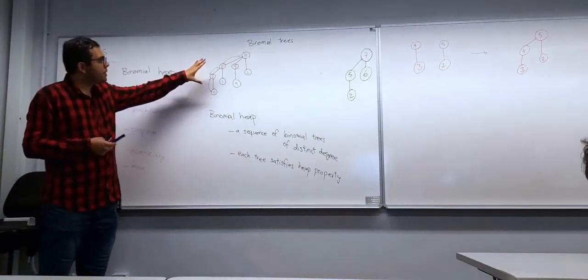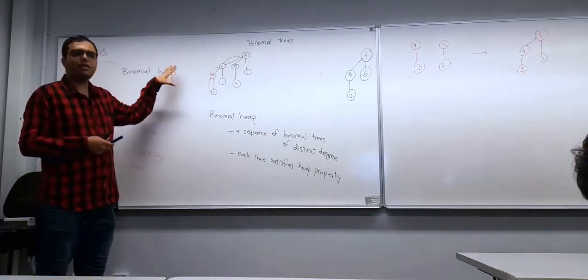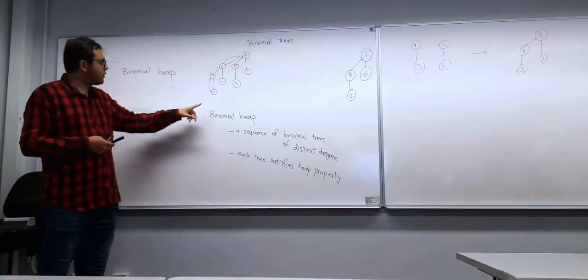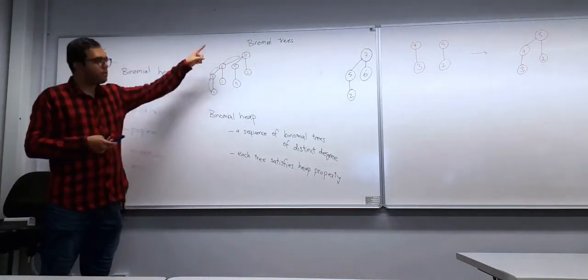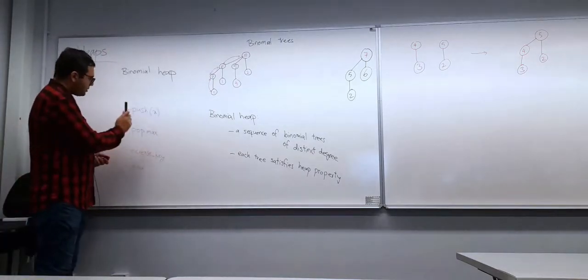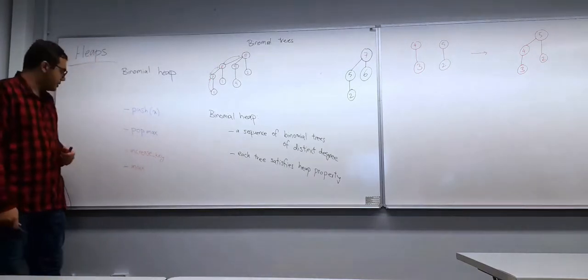Because we said that a binomial tree of degree k has 2 to the power of k elements and a height of k. So the height of these trees is at most log n. So when I'm doing bubble up, I'm going up at most log n steps. So this one was log n, this one was log n, this one was log n. All the operations are log n.